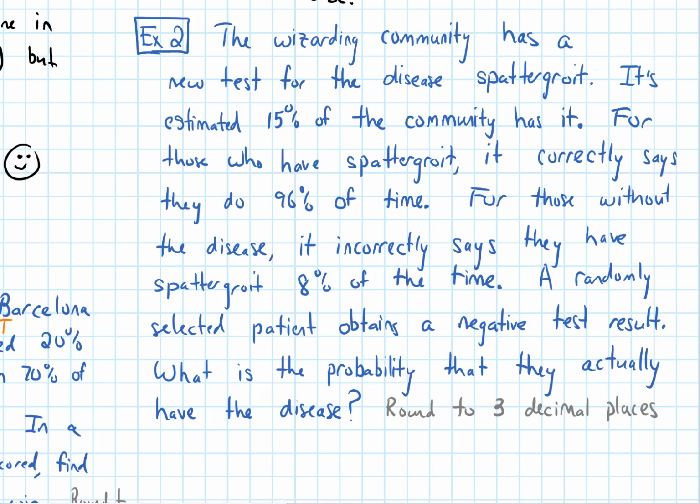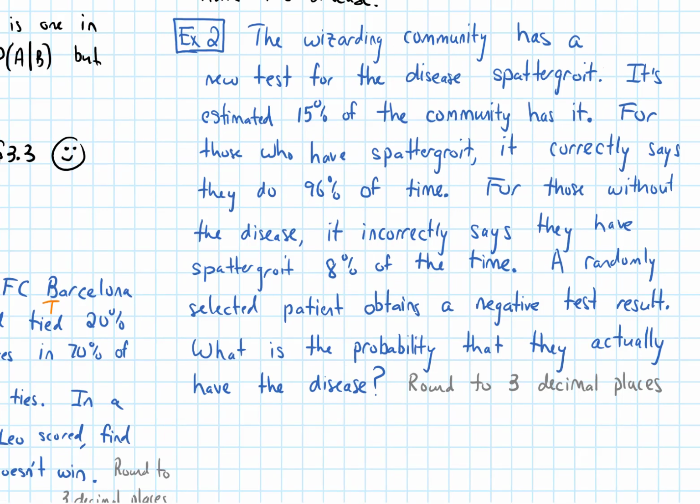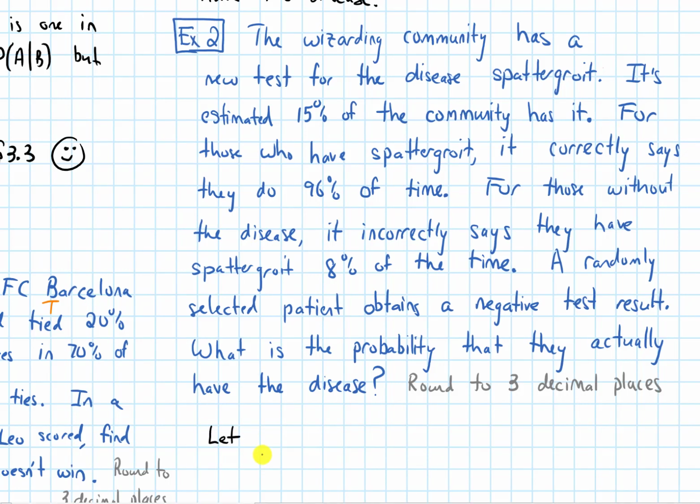Okay, so let's begin by labeling some of these outcomes. So there's a matter of do they have the disease or not. So I'm going to let S be the event that this person has Spattergroit. And I'm going to let D be the event that they don't have it, or this person doesn't have it. I could have also called that S complement if I wanted to, but sometimes I just like to write a different letter altogether. So I just want to show you that we can do that. And this is something that we've seen before as well.